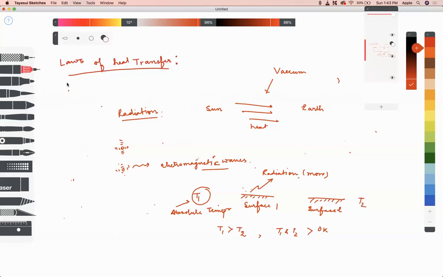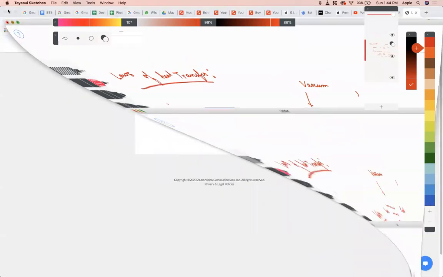So that's all about modes of heat transfer. We will just stop here and we will start a new session again in a few minutes where we will discuss the subsidiary laws.